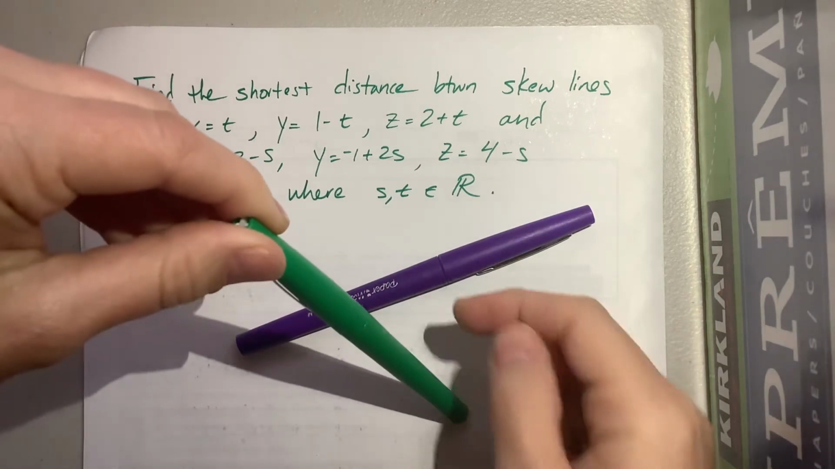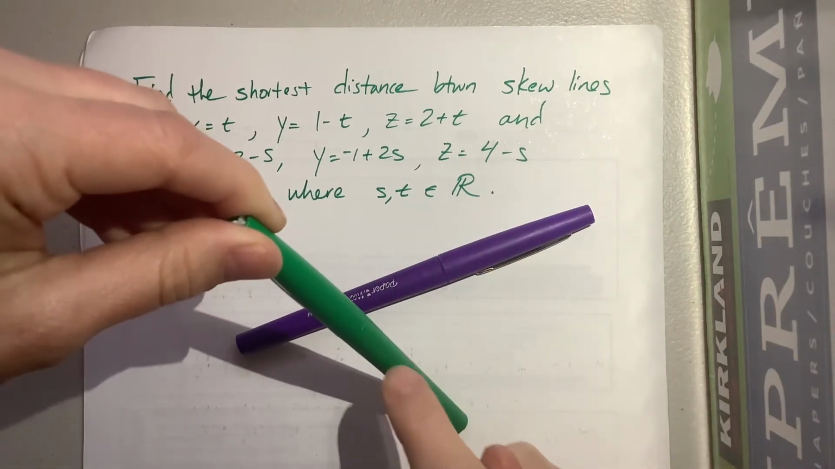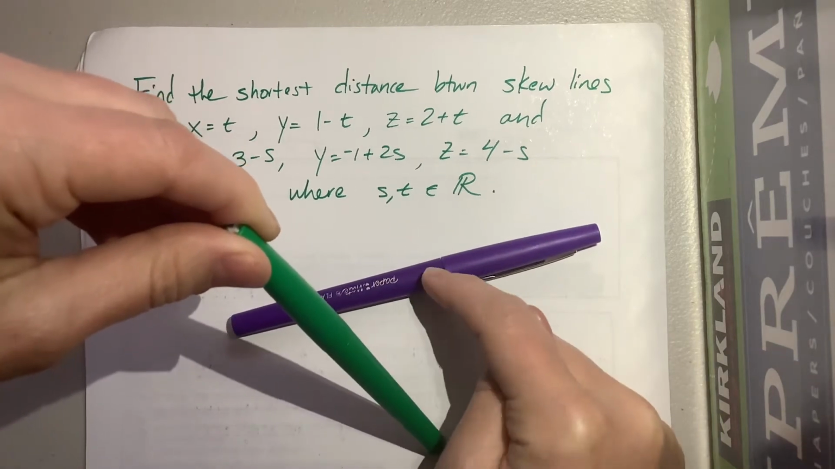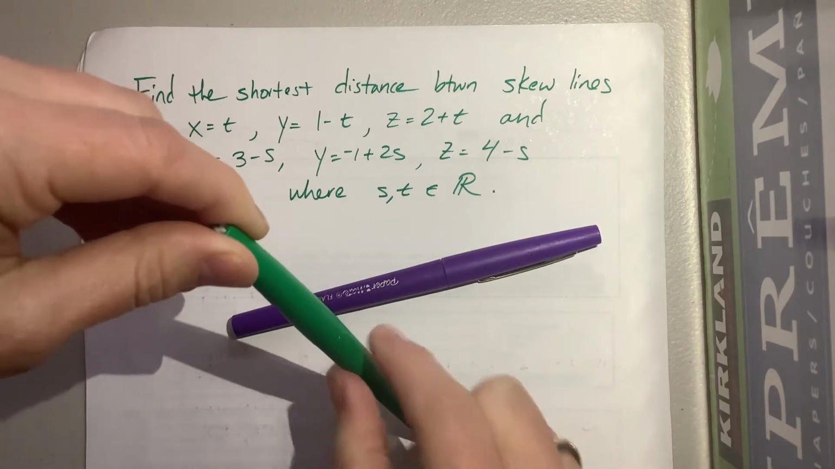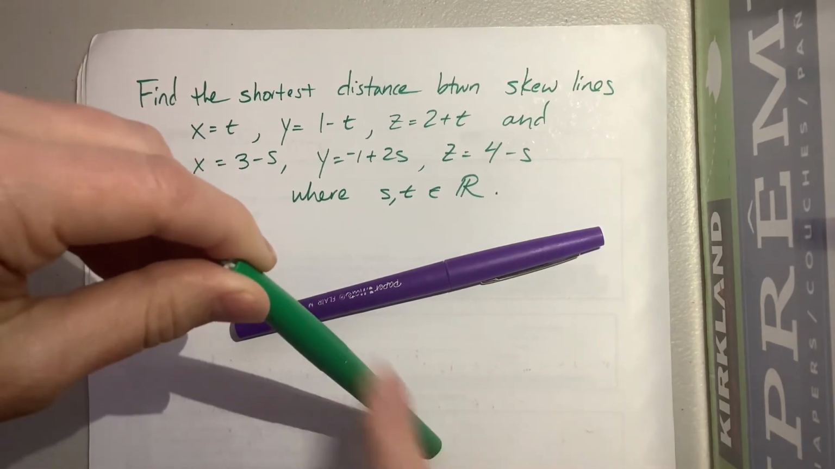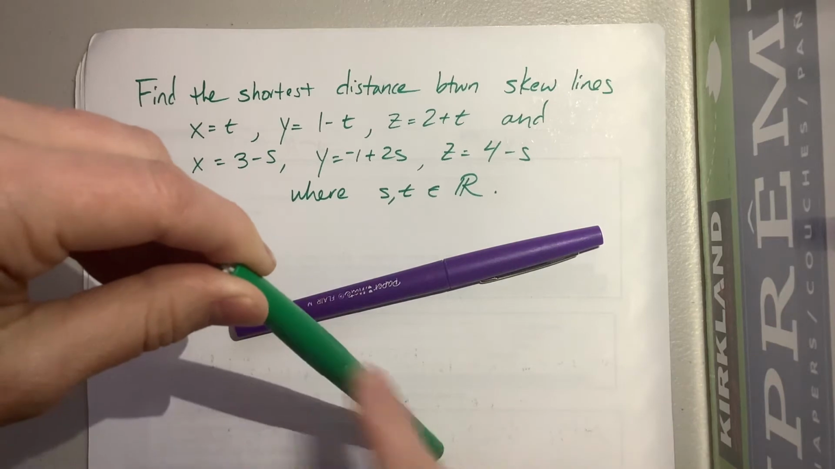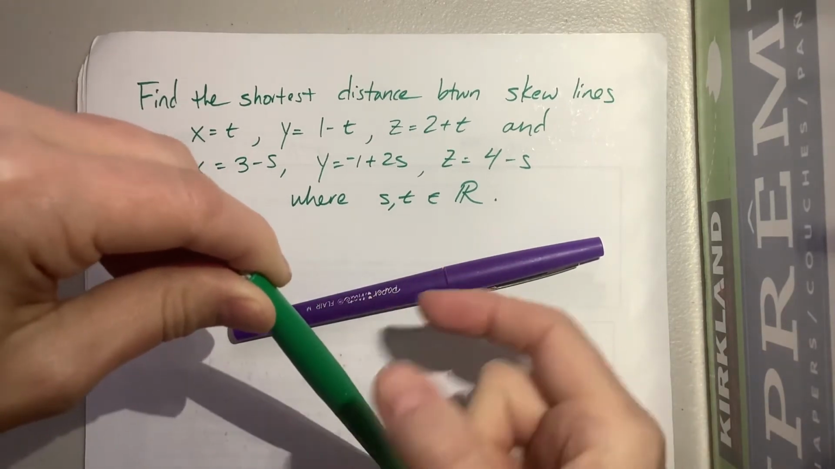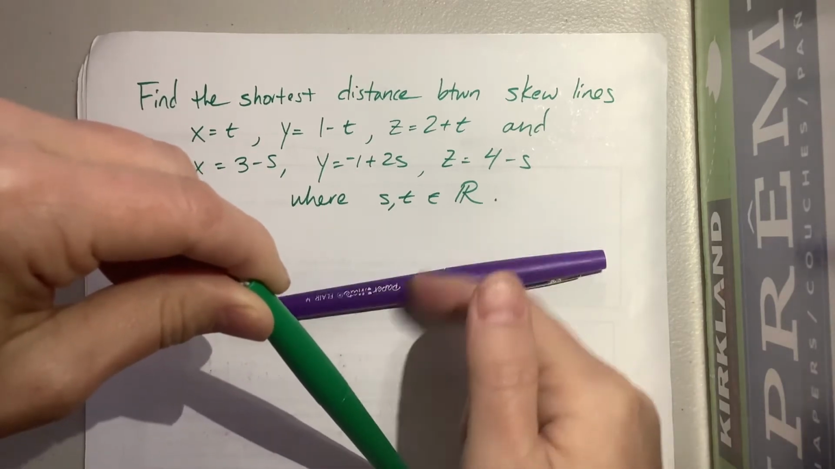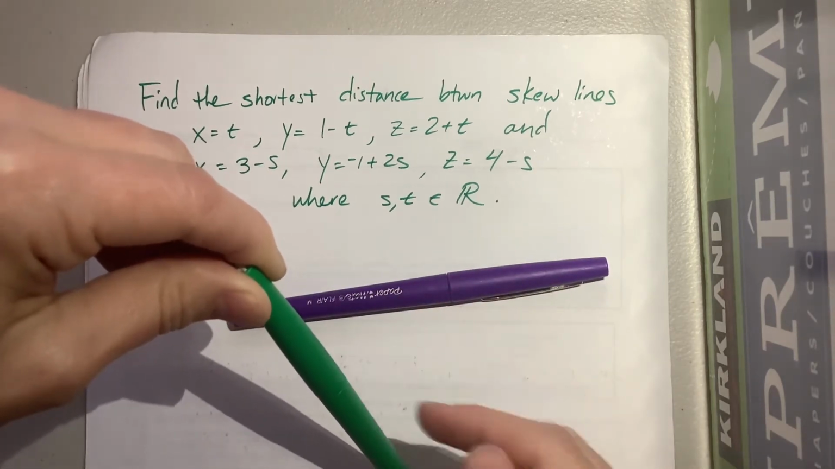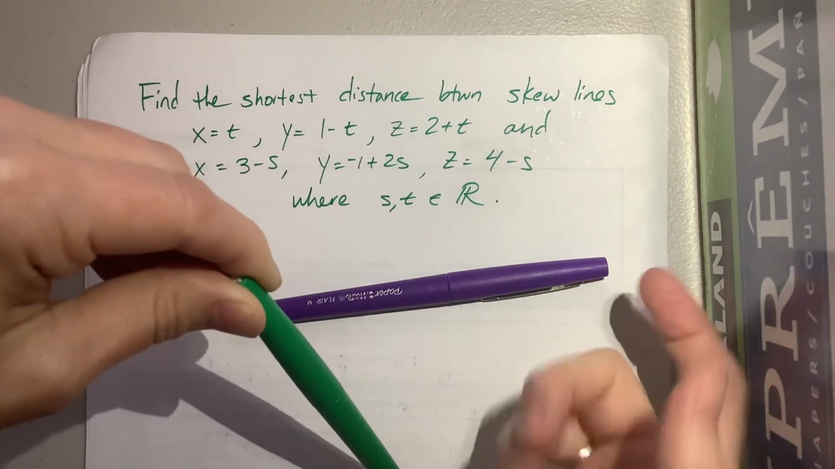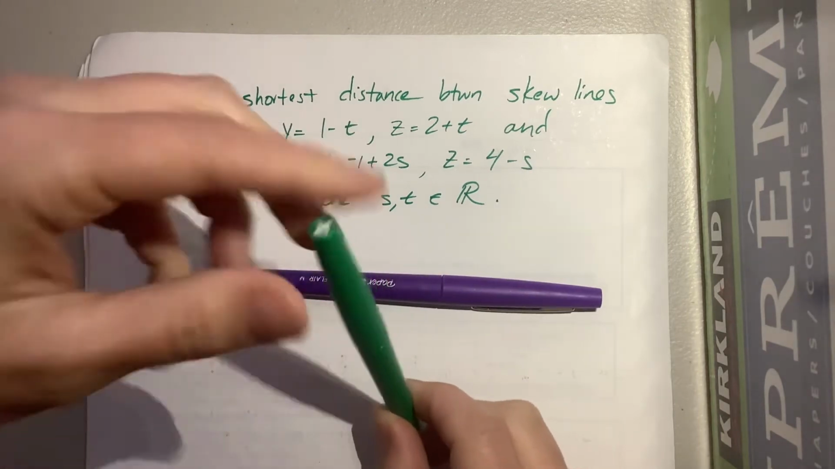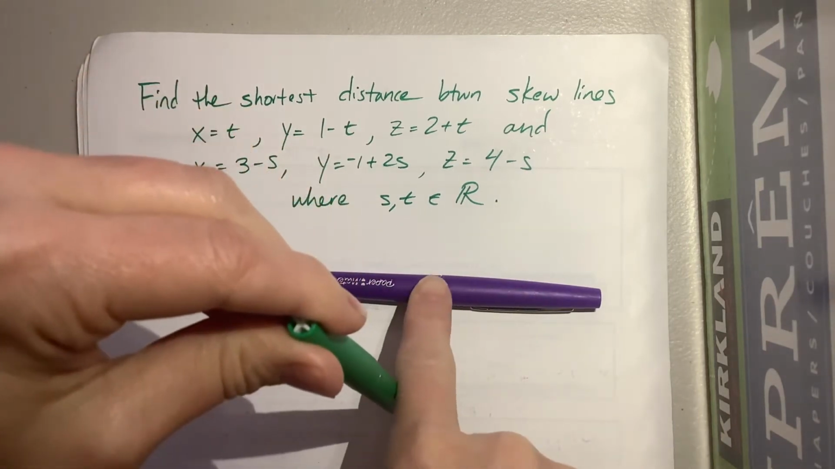In order to find the shortest distance, what we know is that the shortest distance to this line is going to be perpendicular to it, and the shortest distance to this line is going to be something that's perpendicular to it. In order to find the shortest distance to the purple, you need to find a line that's perpendicular to the purple. The same holds true in the other direction. So what we need is something that's perpendicular to both the green and the purple.